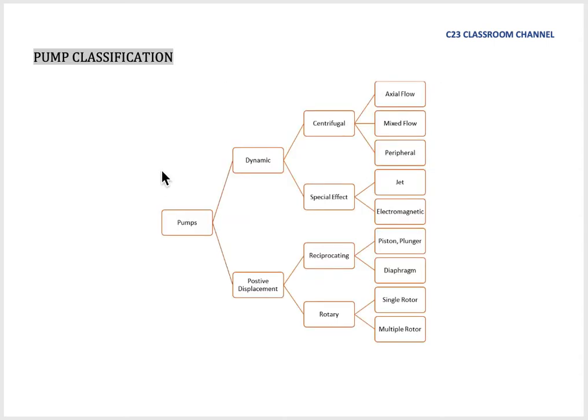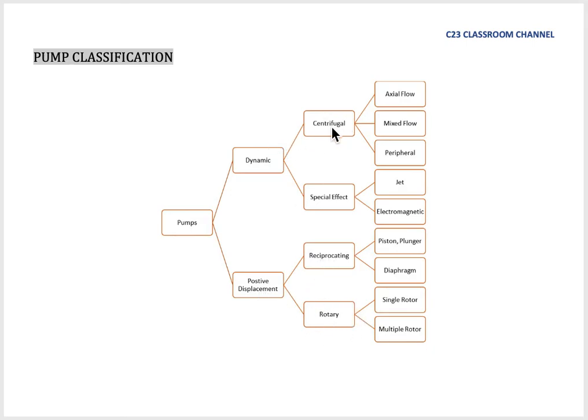And here I would like to show you a pump classification, because in this chapter we will focus on pumps first. We have pump here, and pumps could be divided generally into two major groups. One is rotodynamic pump and the other is positive displacement pump. And in rotodynamic pump, we could divide into two majors. One is centrifugal and one is special effect pumps. In positive displacement, we have one reciprocating and one rotary.